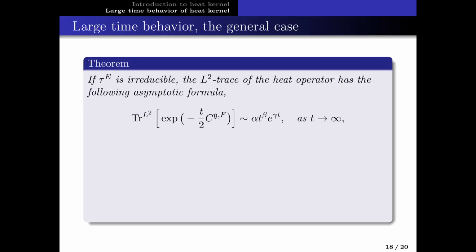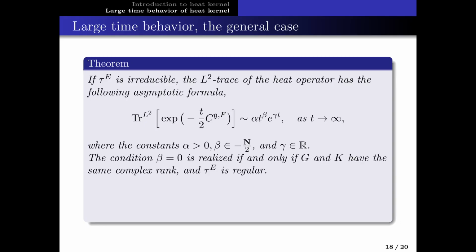Okay, so now go back to the general case. The general case, this is the answer. The L2 trace of the heat kernel of the heat operator associated to the Casimir operator has the following expression. It's some constant, some polynomial power of t, and then the exponential of the spectral gap, gamma t. So alpha is a positive real number. I'll show you what it is shortly. Beta is some negative half integer, and then gamma is a real number.